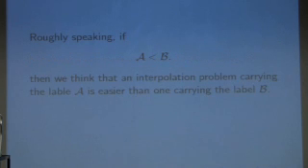Now, labels are going to come with a total order relation that I just write like that, okay? So they come totally ordered, and roughly speaking, if script A is less than script B, then we'll think that an interpolation problem carrying label A is easier than an interpolation problem that carries label B. Okay? So I have told you what a label is. I haven't told you what the order relation is, and I haven't told you how labels get attached to problems, but hold on, that's coming.